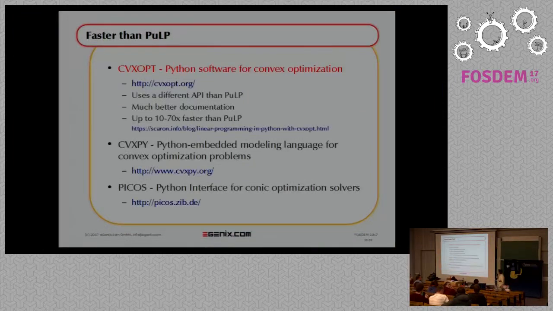So CVXOPT is about convex optimization. So you don't just have a linear function, you can have a convex function. And CVXPY is an interesting project. It tries to embed the logic for doing the optimization directly into Python. There are other projects that try to embed SQL, for example, directly into Python, and this is similar. And then there's another library down here, PICOS, which is conic optimization. I've never used that. I just put it on the slide because it was mentioned.